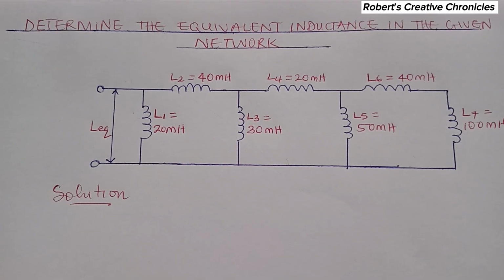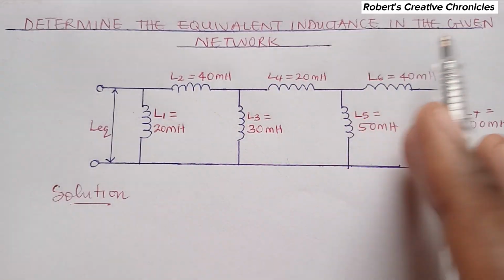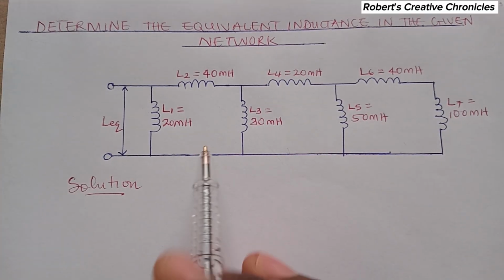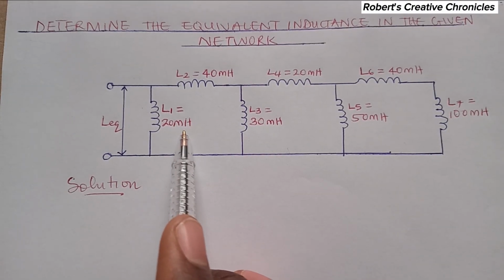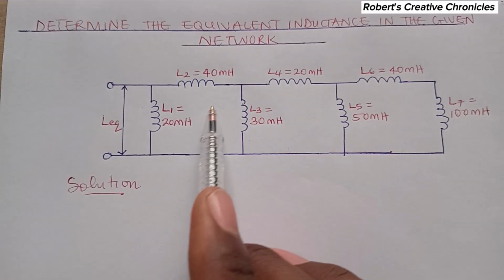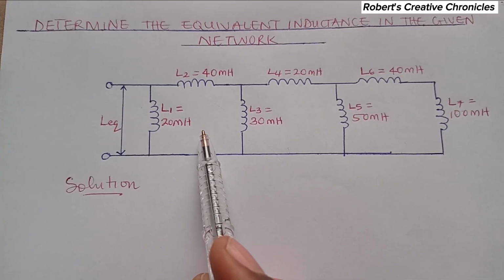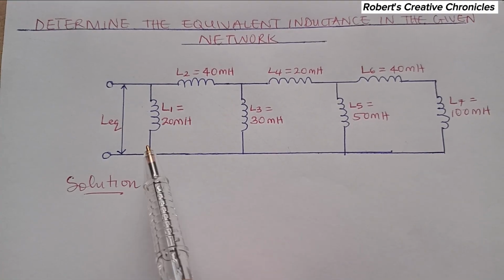So today we'll be solving this question which states: determine the equivalent inductance in the given network. So this is the network. Inductance is measured in Henry, H. In this one, the unit is given in millihenry here, but the general unit of inductance is Henry, given by H.